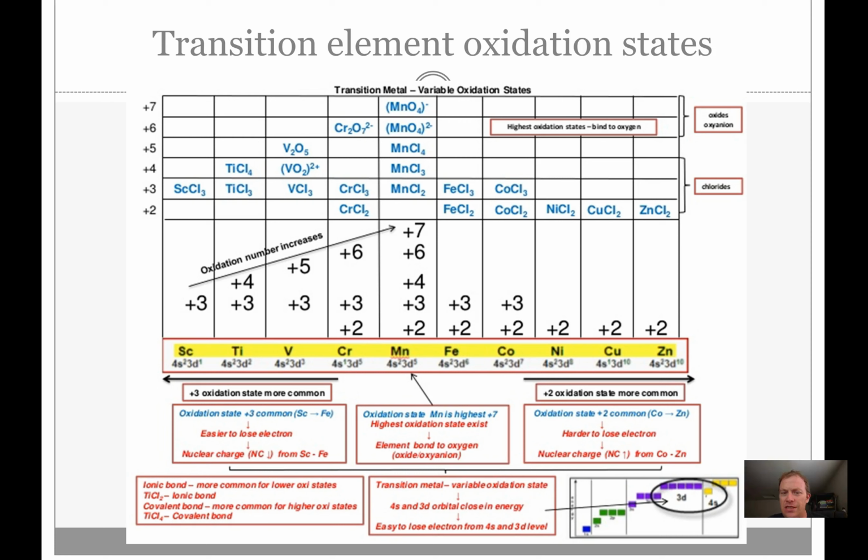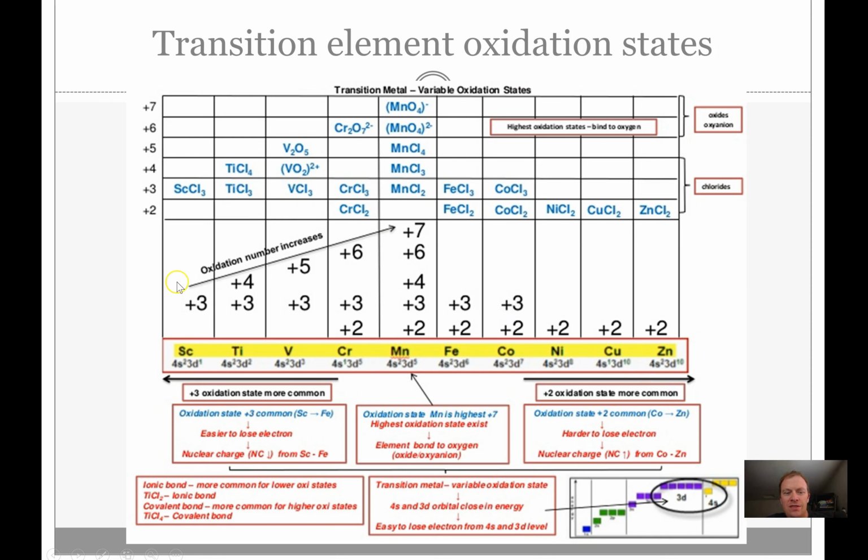So what you see here is a table of possible oxidation states for different transition elements in period 4. Manganese has the most: +7, +6, +4, +3, +2. So lots of options there. Generally the maximum oxidation number increases to manganese, and then it decreases.